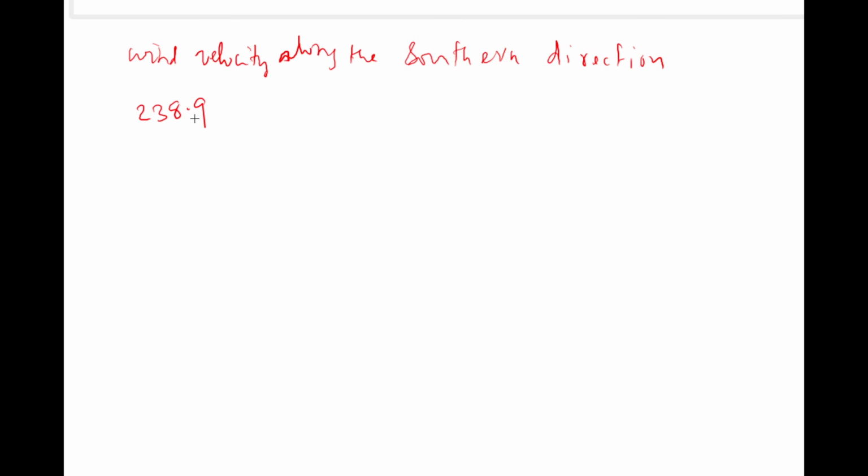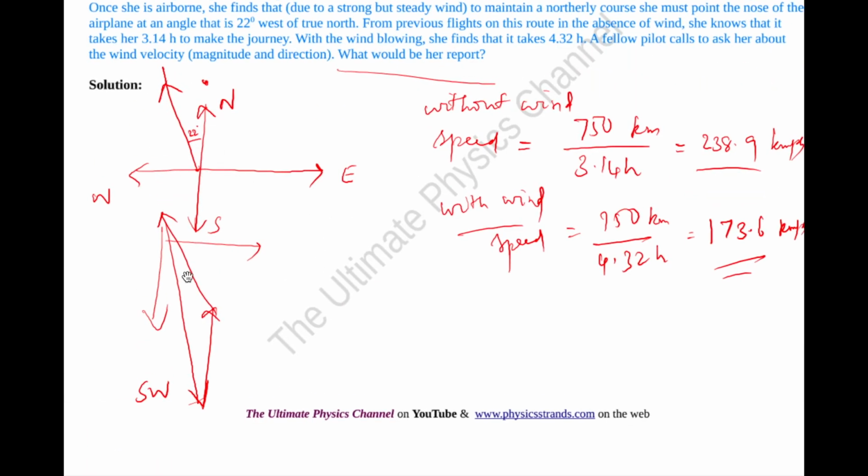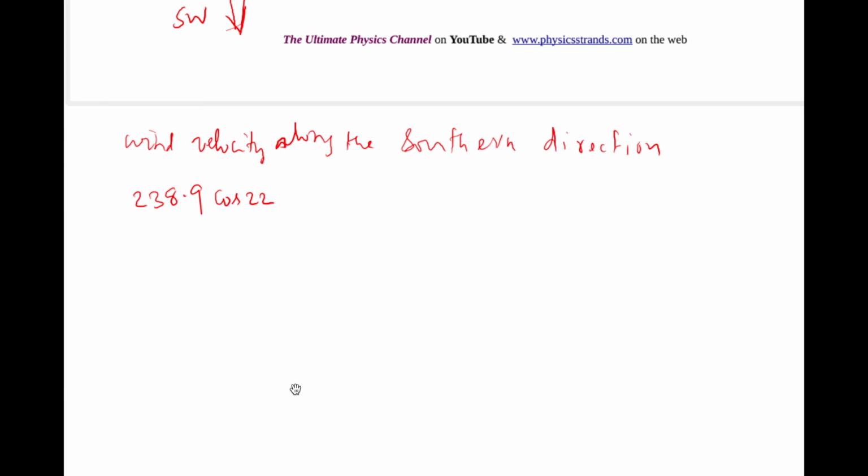238.9, that is the actual speed in the absence of wind, and there is a 22-degree shift here because of the speed of the wind, so that is cos 22, the cos component of this. So we are taking a cos component with respect to this particular direction downwards, so it is 238.9 cos 22. Now the difference is, with wind we have a speed that is reduced, that is 173.6. So if we do the calculation for this one, we would get about 47.9 kilometers per hour.